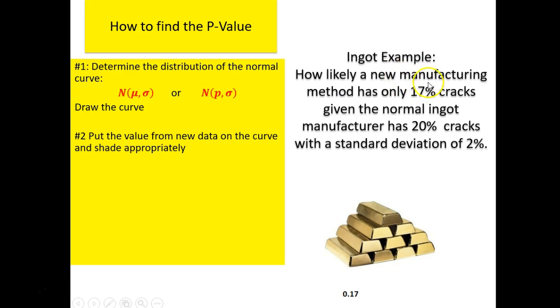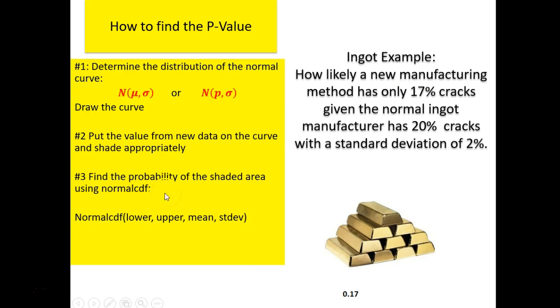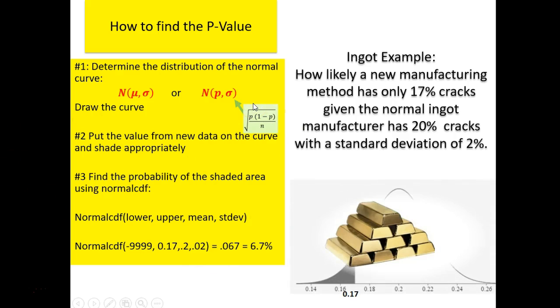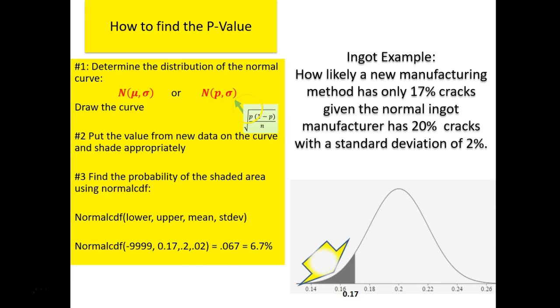In this case, we're trying to decrease the number. So if it's 17 or less, that is awesome. So I'm going to shade to the left. And then you're going to find the probability of the shaded area using normal CDF. You put in your lower range, your upper range, the mean, and the standard deviation. In this case, these would be the numbers that I would put in, finding the standard deviation using this equation always. And then my drawing would look like this, and I would end up with 0.067 for my p-value.